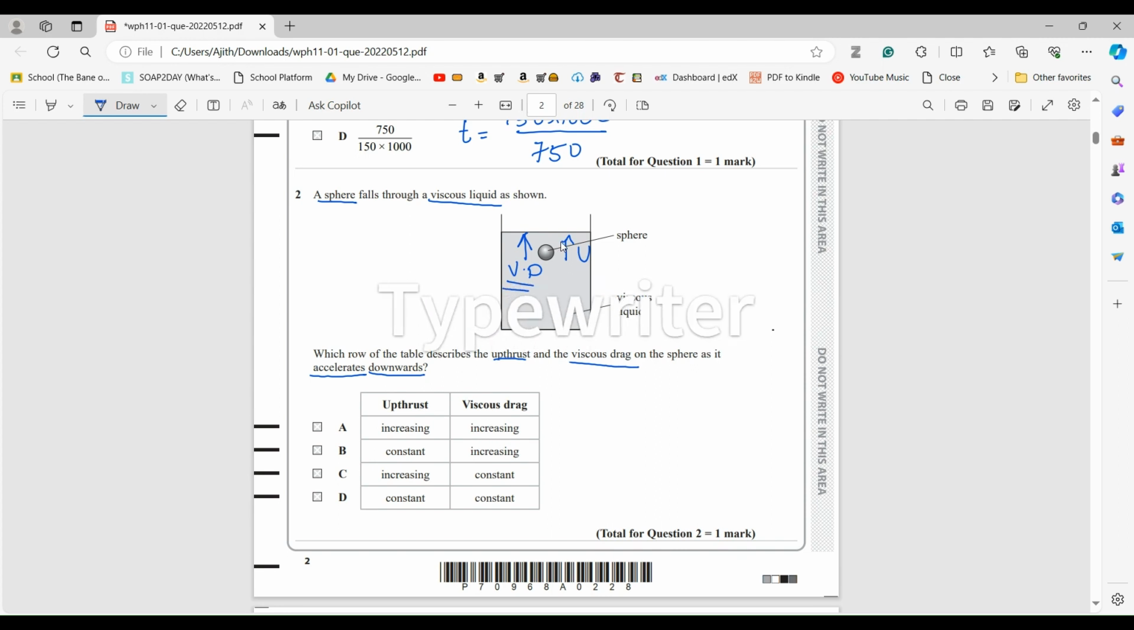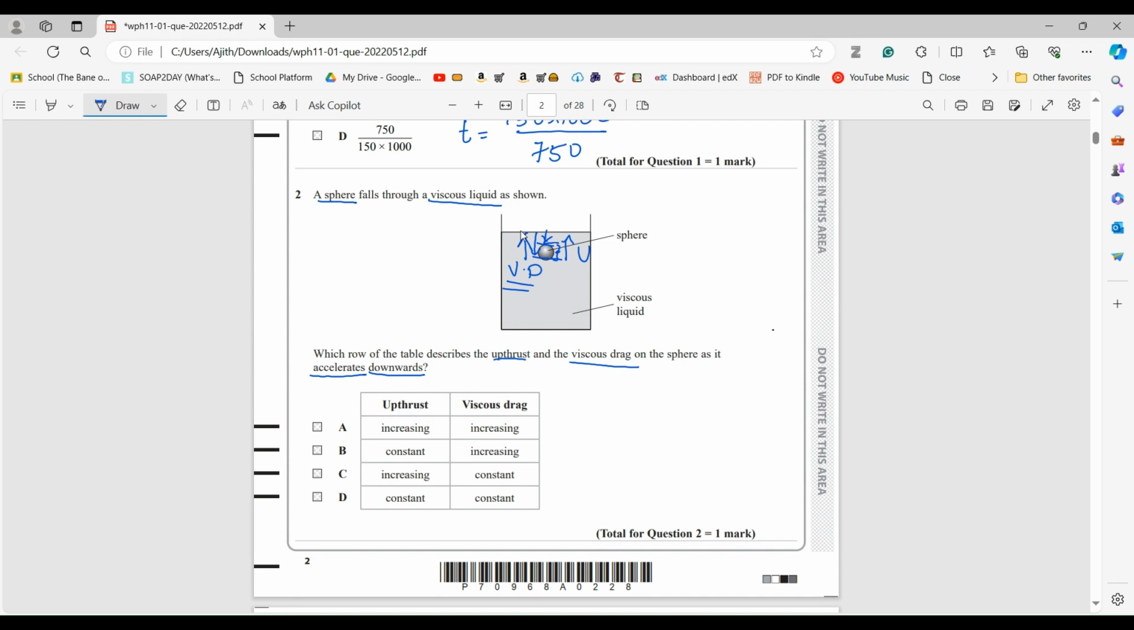Coming to upthrust, upthrust is the force that arises due to the difference in the pressure between the top and bottom of the object. Now in this case, when the object is at this point, this is the pressure acting on this part, and this will be the pressure acting on this part of the object. Now this difference will remain the same as the object moves downwards. We know the pressure on the object will keep on increasing as it moves deep into the liquid, because liquid pressure increases with depth.